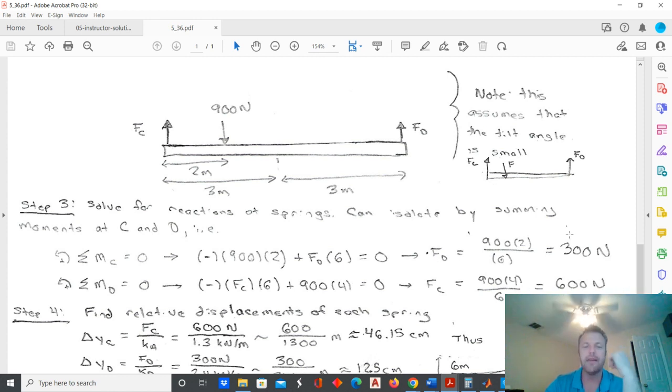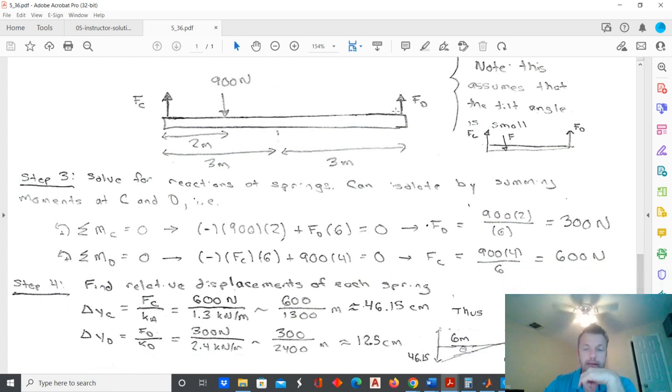So just like we expected, it's going to be a very small fraction of the 900 Newton force, because in terms of counterbalancing the rotation, this 900 Newton force is so close to point C that it has a very small lever arm relative to FD. In fact, it has a third of the lever arm, so it needs 3 times the force, which is why you have this 900 to 300 Newton relationship.